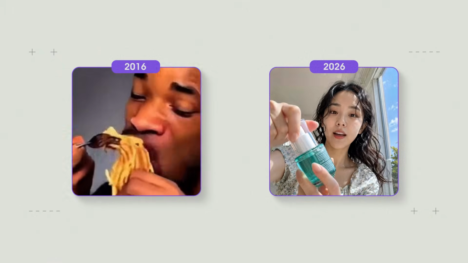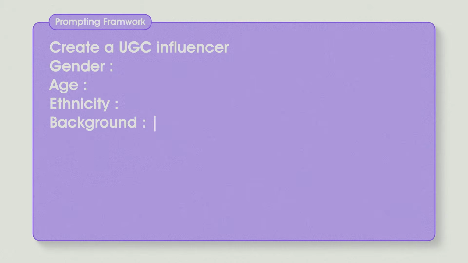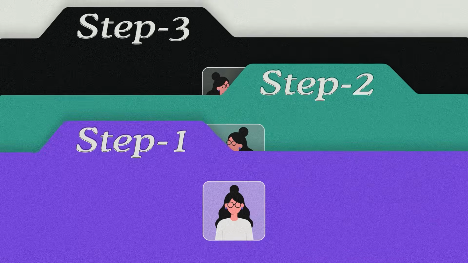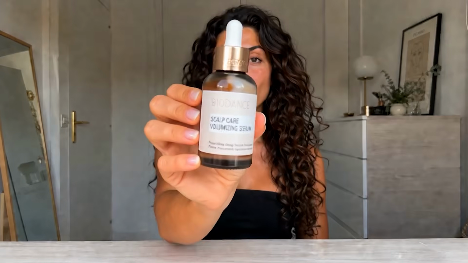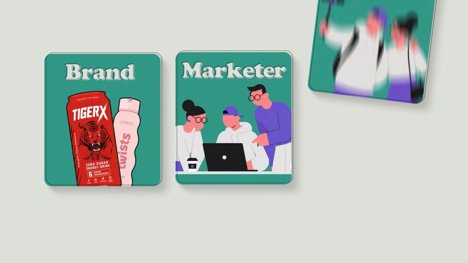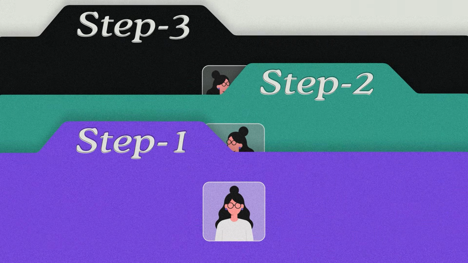UGC ads work because they don't look like ads. And AI has finally gotten good enough to fake that authenticity convincingly. In this video, I'm going to walk you through a 3-step workflow to create UGC-style ads using AI, from concept to final video, so you can produce content that converts at a fraction of the cost and time. So whether you're a brand, a marketer, a creator looking to scale, this is the stack you need to know.